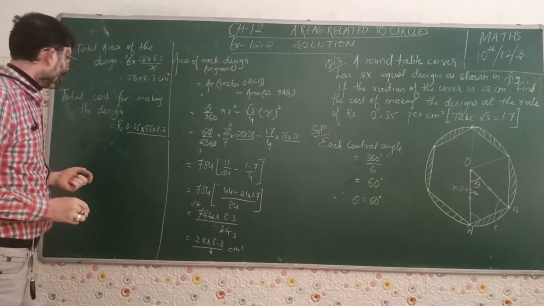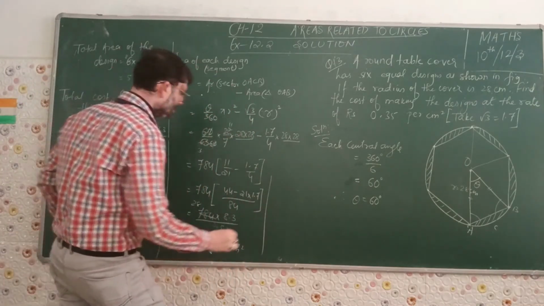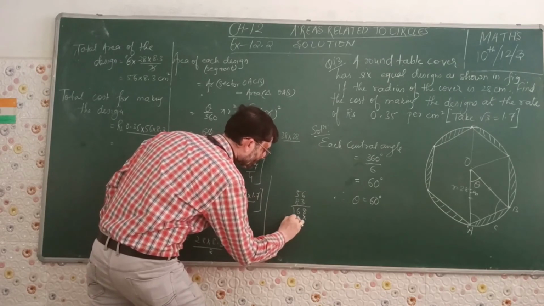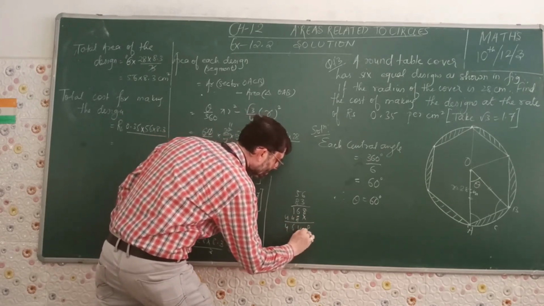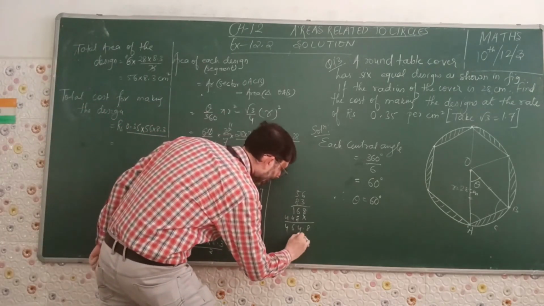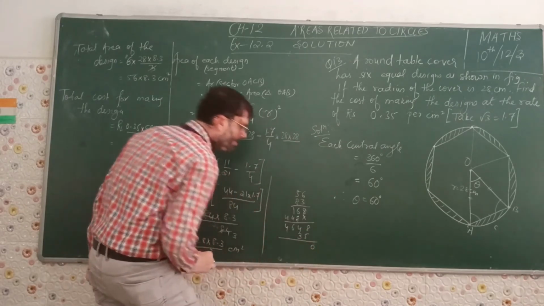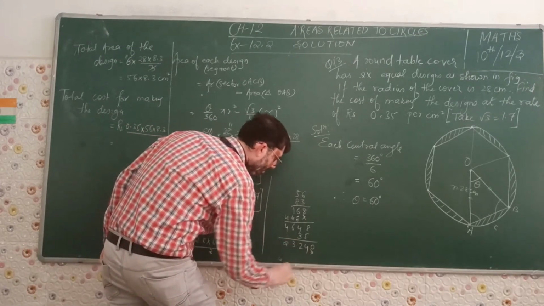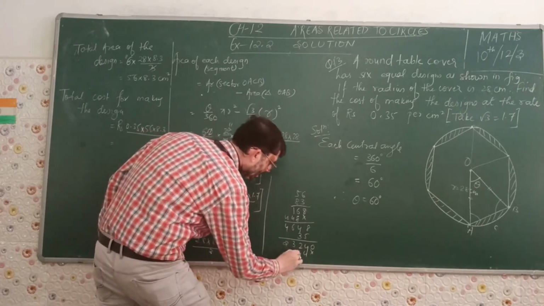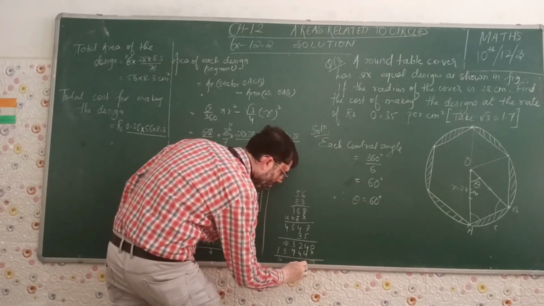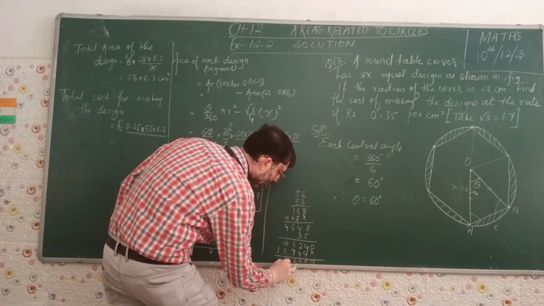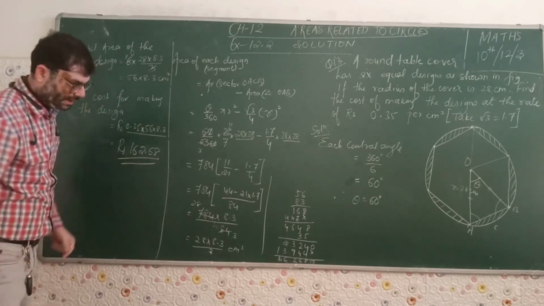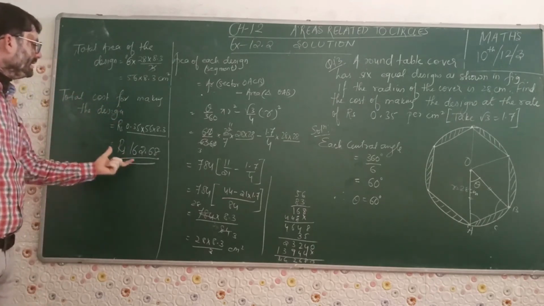Let us multiply somewhere so that we can get the exact answer. This is 56 into 8.3, that is 464.8, into 0.35. Let us divide it by 35 and multiply. So this is 162.68 rupees. So the total cost for making the design is 162.68 rupees.